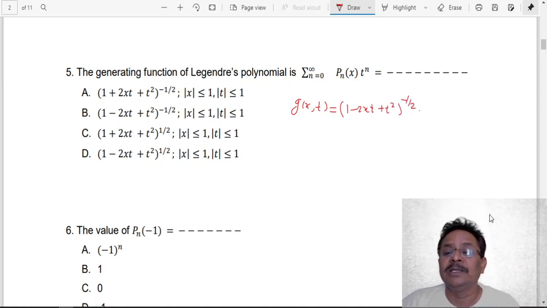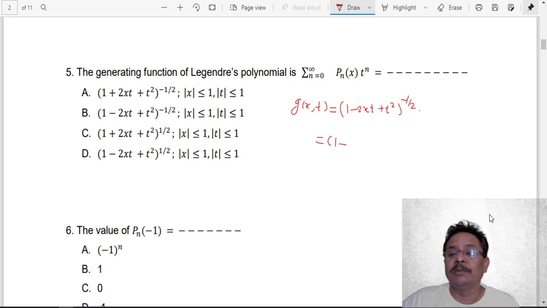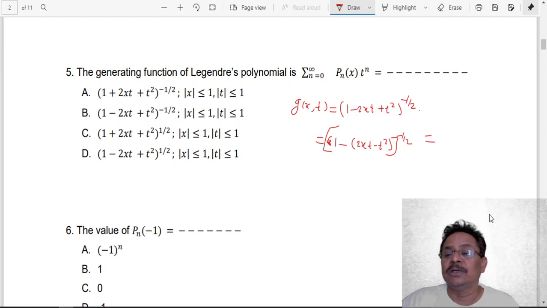So we have to expand this. As we have done earlier in the discussion of the Legendre polynomial, we can write this as 1 minus, in the bracket, (2xt - t^2), and this bracket raised to minus half. So this is an expansion of (1 - x) raised to minus half.